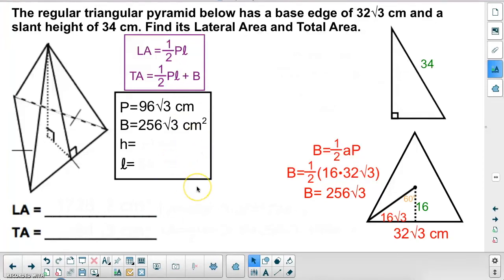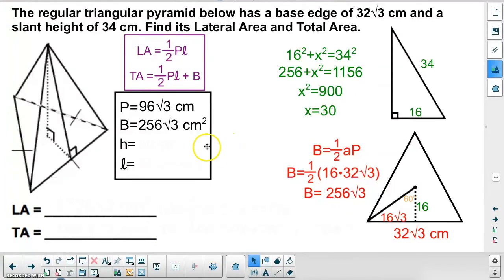Now I have to find H and L. So I know that my apothem is 16. My apothem is also the length of that base in my height triangle. I could use Pythagorean theorem to find the other leg of that right triangle. So I have 16 squared plus x squared equals 34 squared. 256 plus x squared equals 1156. X squared equals 900, so x is 30. So the height is 30, and we were given that the slant height was 34.